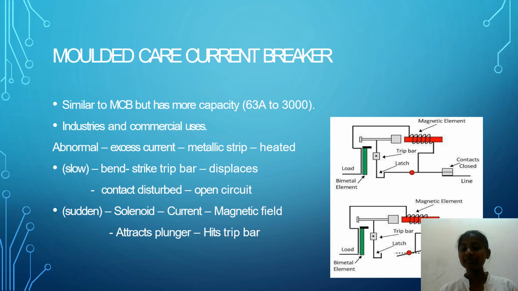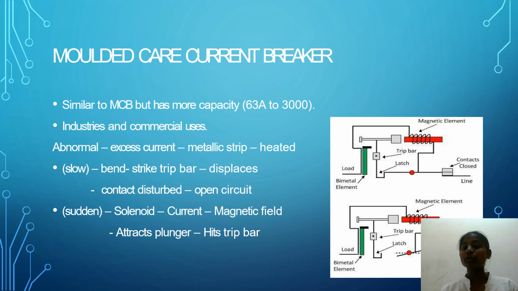So this is a diagram. From this diagram, I will tell you what happens in a normal condition and what happens in an abnormal condition. First we see the normal condition. From phase to closed contact, from closed contact to magnetic element, which is also called a solenoid, from solenoid to bimetallic element, to load, and load to neutral. So this is the flow of current in normal condition.